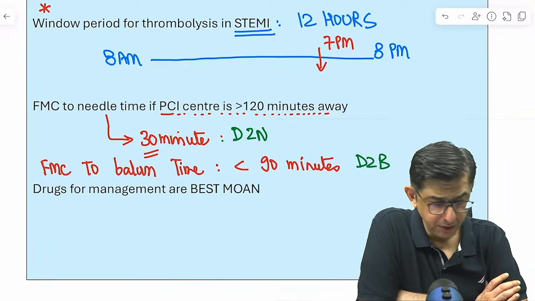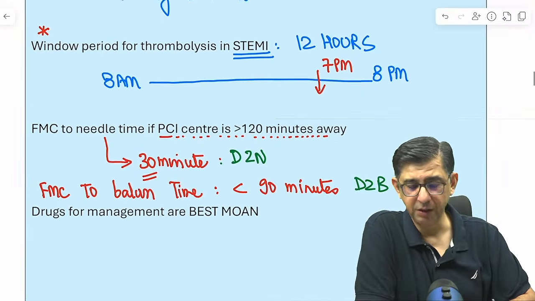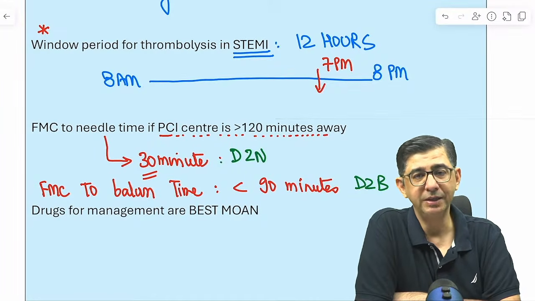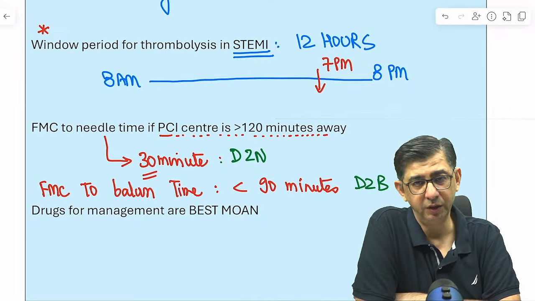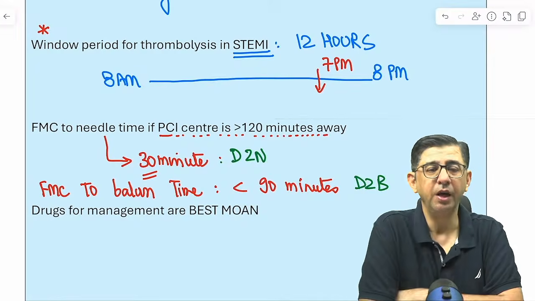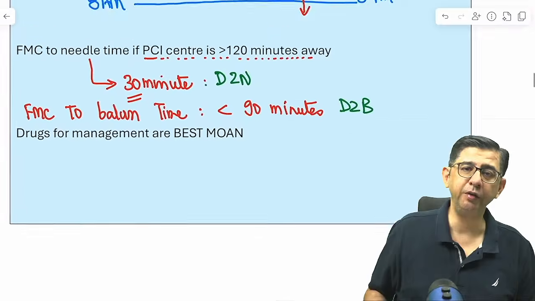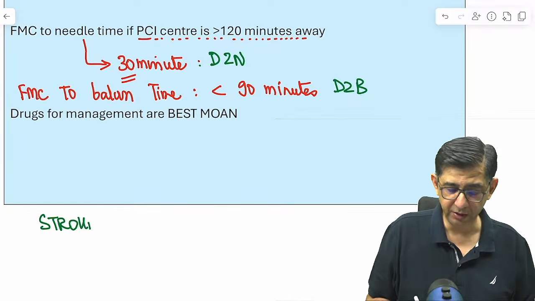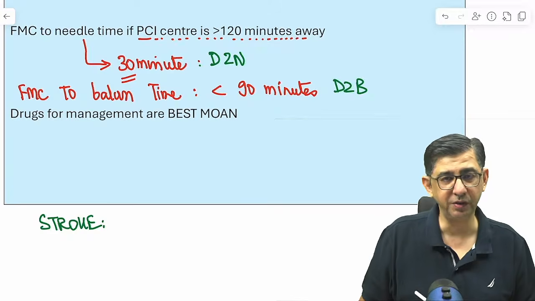Window period is very simple, sir. 12 hours for ST elevation MI, and for stroke it is 4.5 hours only. It is extended up to 9 hours. That is okay. If we say specifically in stroke cases, extended window period in select cases is up to how much duration, and if you say that it is extended up to 4.5 hours, understandably.